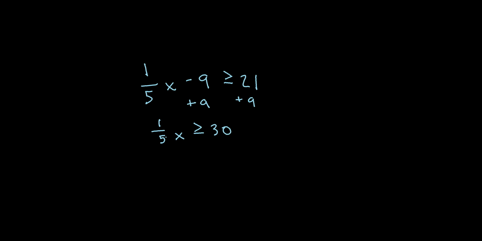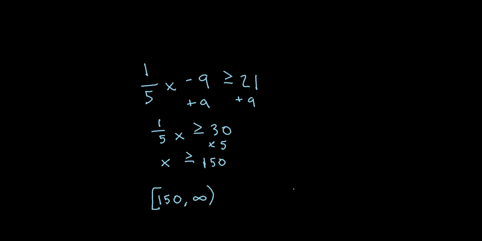And now to get x by itself, we can multiply this side by 5. So if we multiply by 5, 1/5 times 5 is just 1, so we'll be left with x is greater than or equal to 30 times 5, that's 150. So the answer is x is greater than or equal to 150. Now if we wanted to write that in interval notation, we could write a bracket to indicate that 150 is part of the solutions, 150 all the way up to positive infinity. So if we plug in the value 150 or greater into this original expression, it will be true.